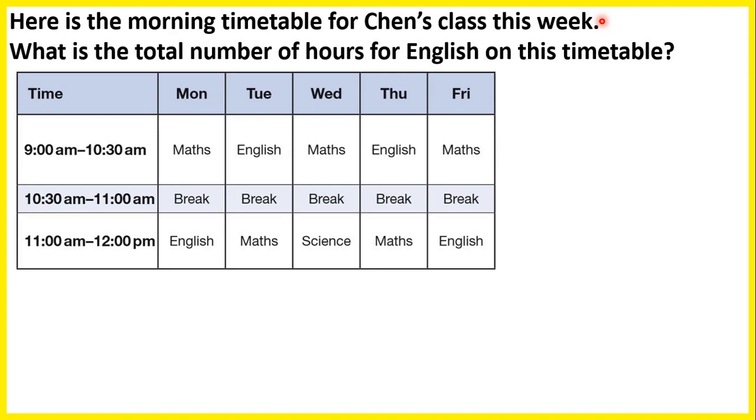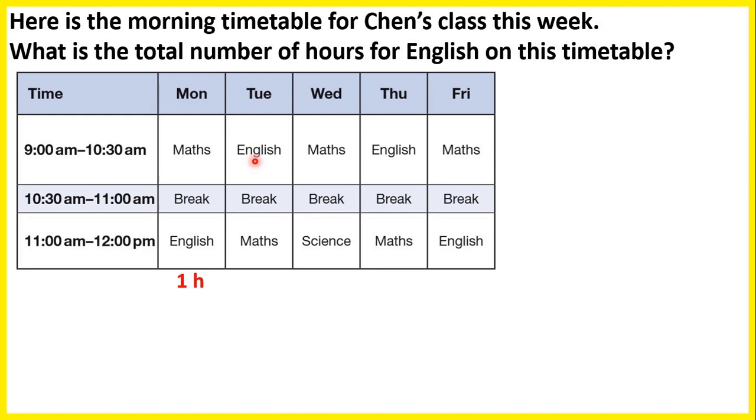Here is the morning timetable for Chen's class this week. What is the total number of hours for English on this timetable? So for Monday, we can see that Chen has English between 11 AM and 12 PM. So that's 1 hour of English.